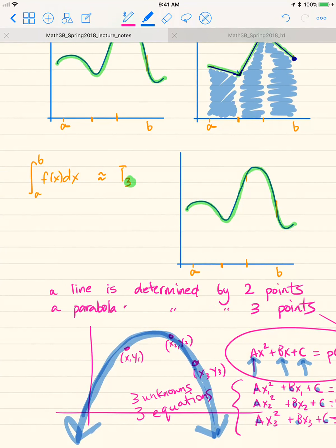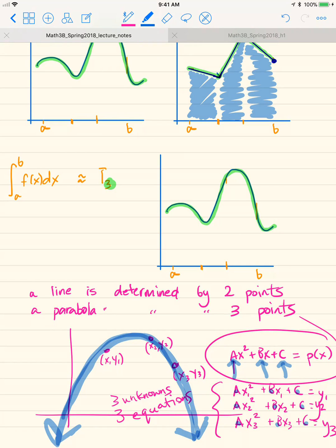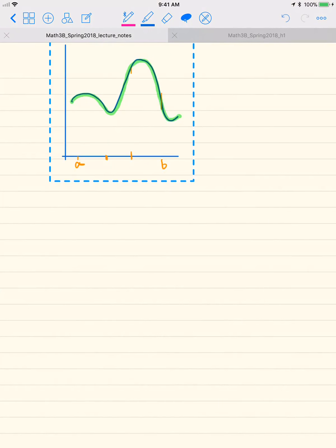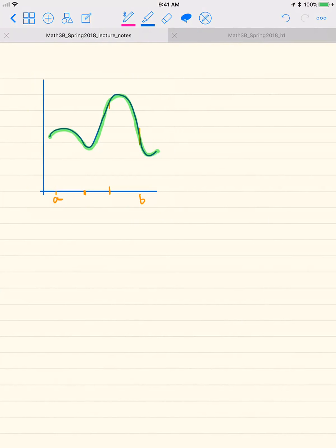So with Simpson's rule, the idea is to take our graph, and we're going to split it up. We're going to approximate the function by a bunch of parabolas. And each parabola requires 3 points to determine it. So if we have these interlocking parabolas, or parabolas that are connected to each other, let's see if we can try to do that.